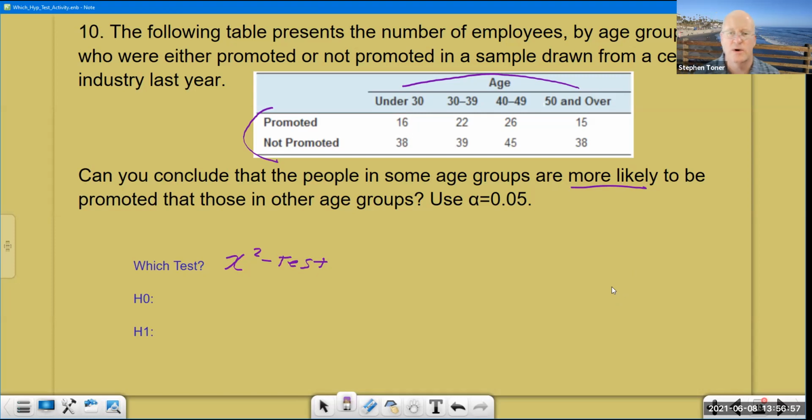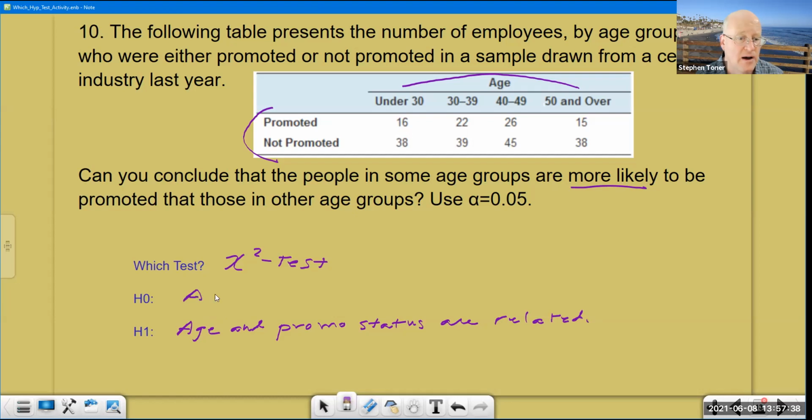Now, when we do the chi-square test, I prefer to use the words independent, dependent, or associated, not associated. I know that associated goes down with the alternate hypothesis. And if they're more likely to be promoted from one age group, that's going to be down here. So I'm going to say age and promotional status are related. I could use the word associated or dependent if I wanted.